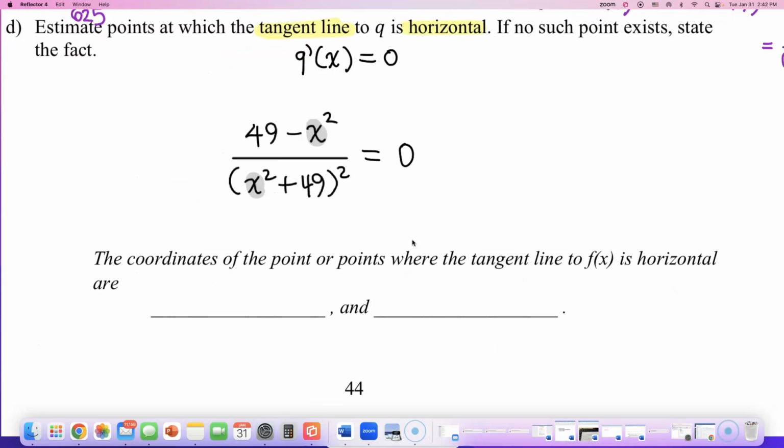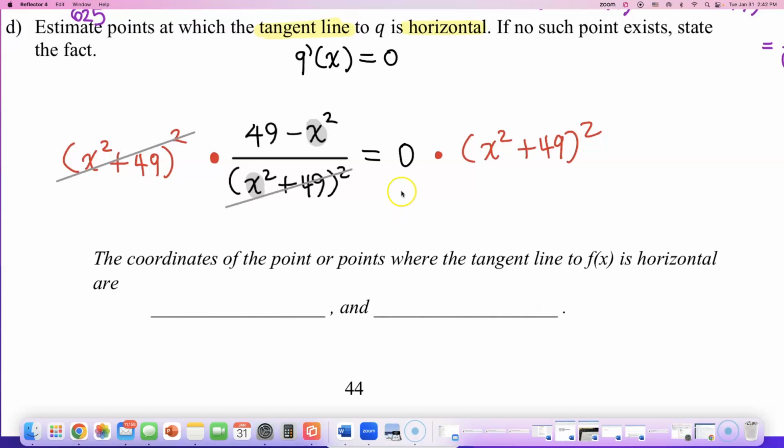Or, if you want to cancel out the denominator, you can think about multiplying both sides by the denominator of x squared plus 49 squared. You can multiply the right side by x squared plus 49 squared. What will happen? This cancels out. Also, 0 times anything is just 0, right? So the only thing left is the numerator equals 0. So anytime you see a fraction equal to 0, that means the top of the fraction is 0, okay?